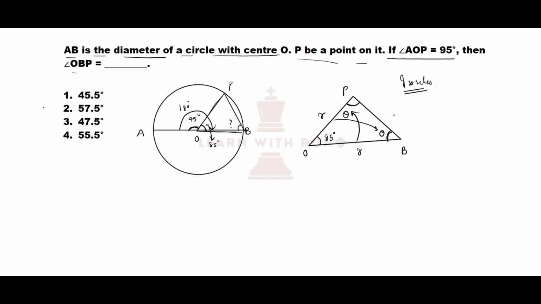We know that in a triangle the sum of all angles is 180 degrees. So 85 plus theta plus theta, which is 2 theta, is 180 degrees. So 2 theta is equal to 180 minus 85, 95 degrees, and theta is equal to 4 8s are 8, 2 7s are 14, and 2 5s are 10. So 47.5 degrees, which is option number 3. Let's see our next question.